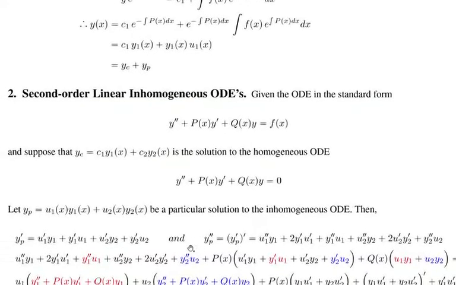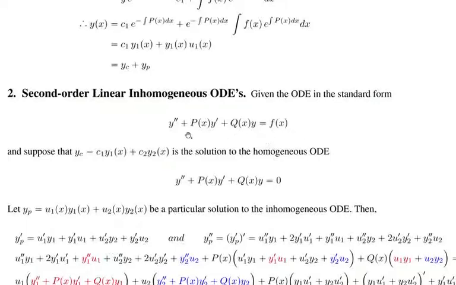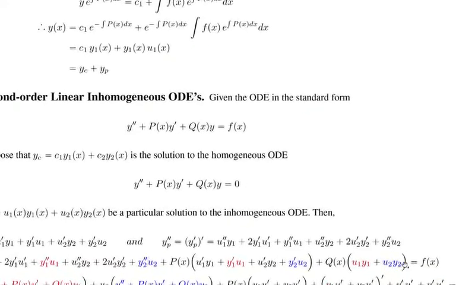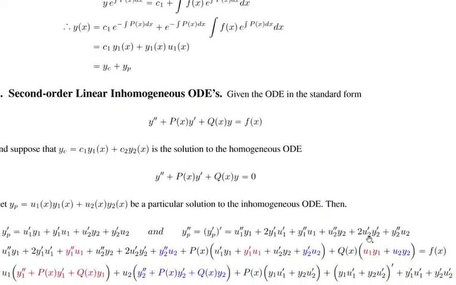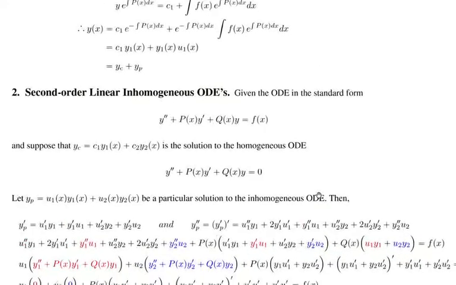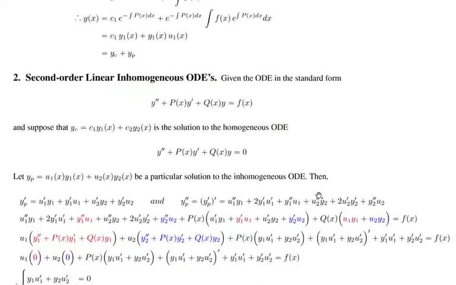So we're going to take those values and plug them into our inhomogeneous linear second order ODE. I'm going to take yp double prime, which is those six terms, plus p of x times yp prime, those four terms, plus q of x times yp, which is nothing but u1 y1 plus u2 y2. All this should be equal to f of x.